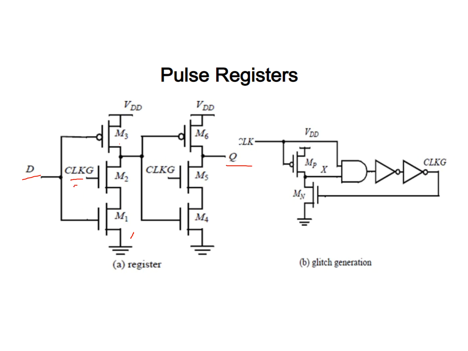Now let us consider the clock. Let us consider the value as 0. If this is 0, M2 is in off condition, and M5 is also in off condition. So whatever the value of D will not be propagated to the output. When the clock is 1, both the transistors M2 and M5 are in on condition, so the input D will be propagated to the output Q. This is a very basic register, and now see how this glitch is generated.